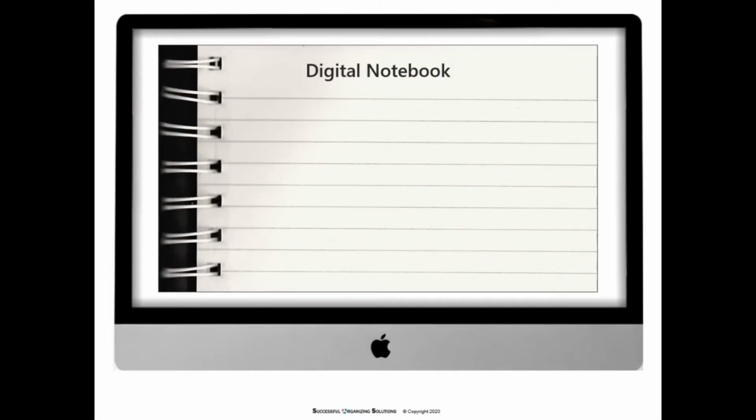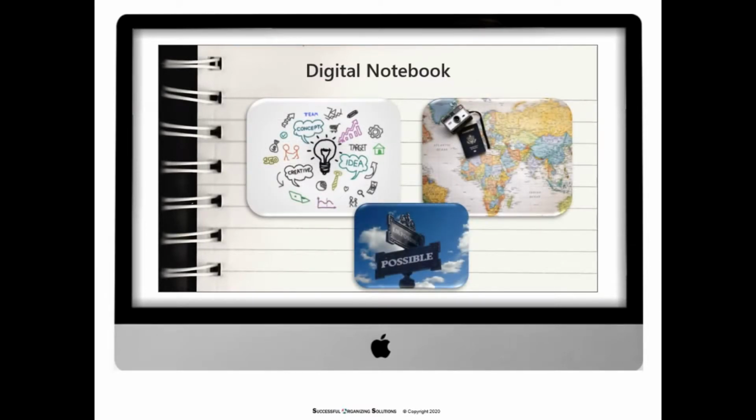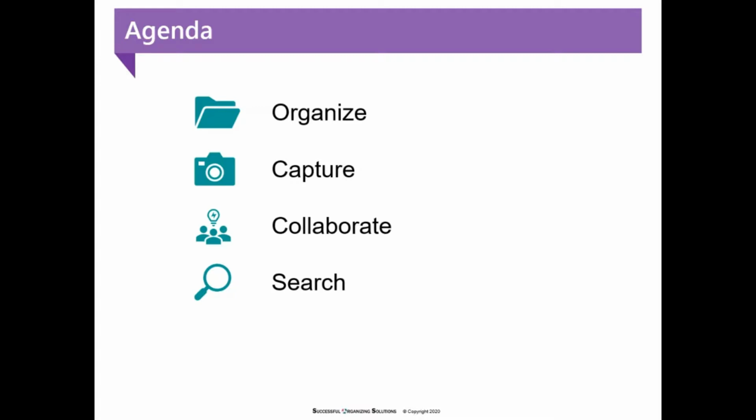OneNote is essentially a digital notebook, which allows you to easily capture a variety of information, from project ideas to travel plans, maybe even decisions that your team or you have made, and meeting notes. There really are no boundaries on what you can capture in OneNote. Today we will cover how OneNote is organized and how to organize the information you add to OneNote, how to capture different types of information in OneNote, how to share a OneNote notebook and collaborate with others, the powerful search features in OneNote, and how OneNote integrates with other applications.